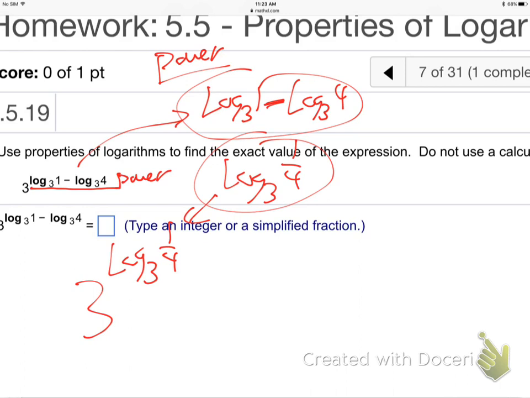Going too quick? Is that good? And then what is that? 1/4, right? These guys just cancel. Remember when the base and the power just cancel. 1/4. Is that good?